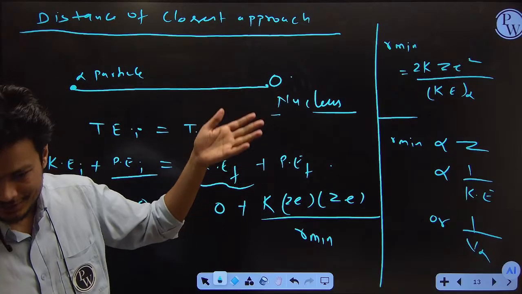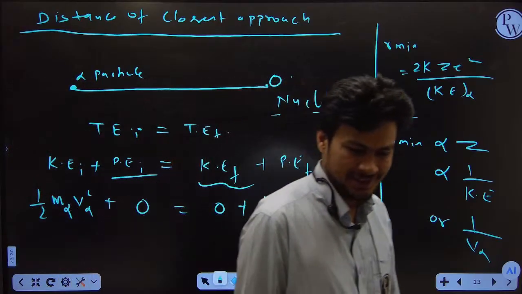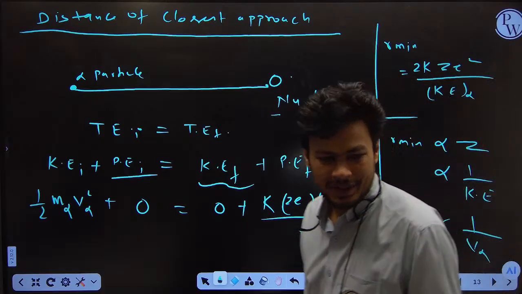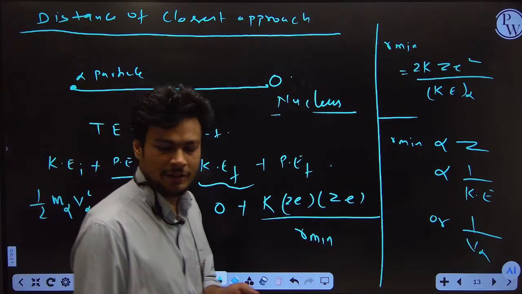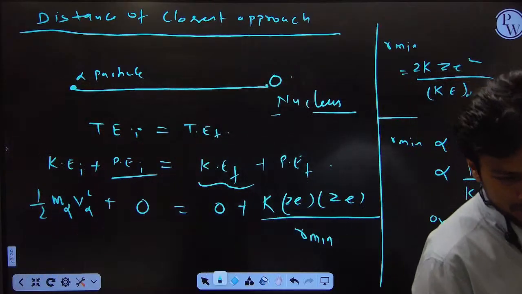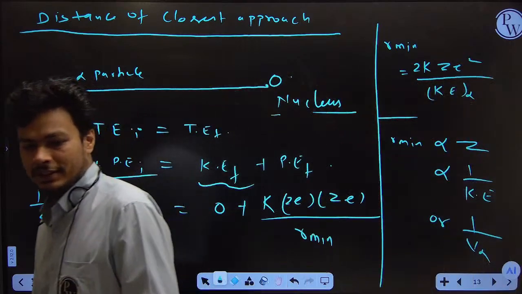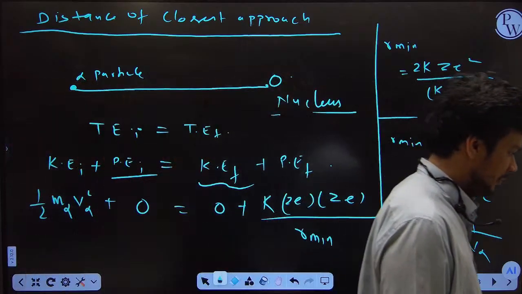What is this? A nucleus. What is the charge of a nucleus? It is the atomic number, right? Correct. If you have lithium, you have 3 protons. If you have sodium, you have 11 protons. What is the nuclear charge of sodium? 11e. Clear?